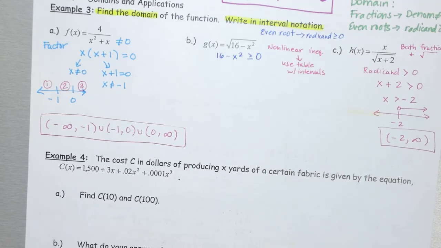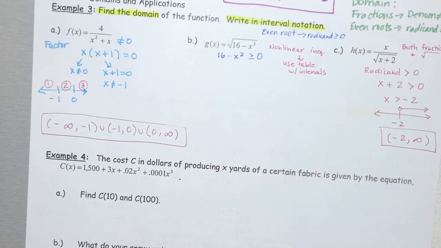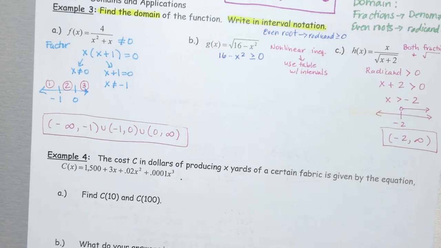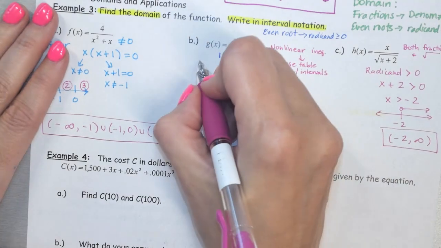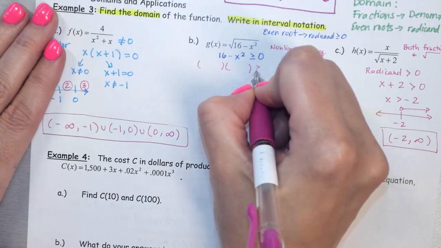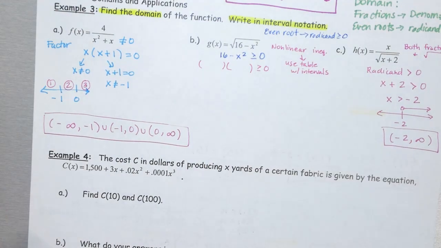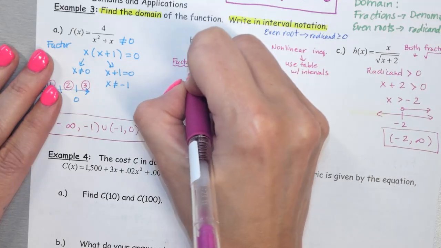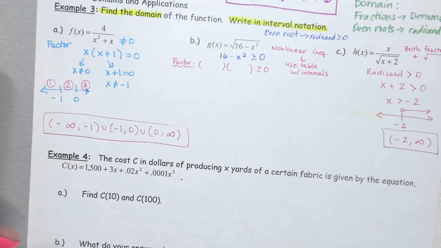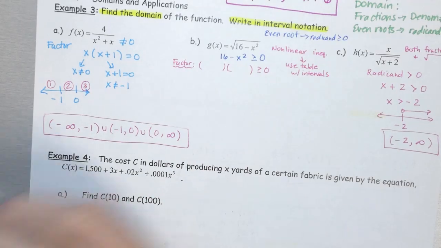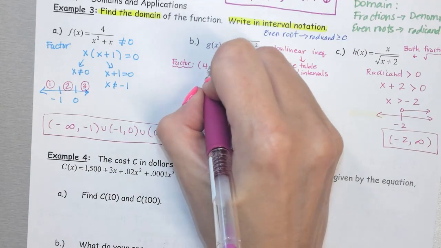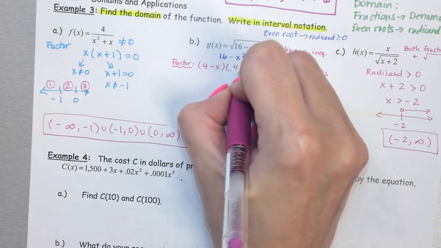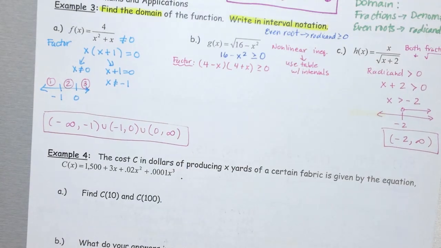Okay, this one might not be as obvious because it's not a trinomial, but you could have a trinomial. This is the difference of two squares. So whether it's a trinomial or a binomial, you're going to factor. So 16 minus x squared is going to factor into 4 minus x and 4 plus x, or vice versa. You could have 4 plus x and 4 minus x.